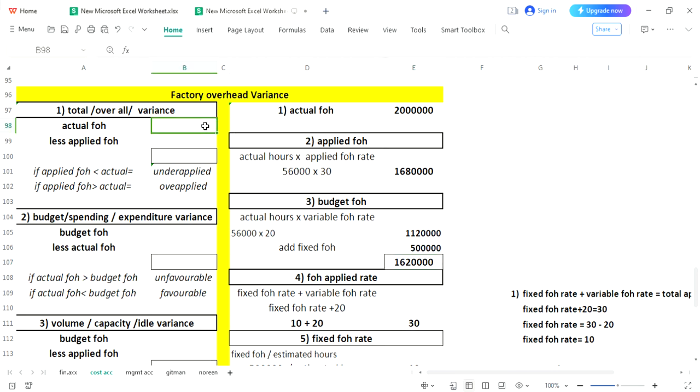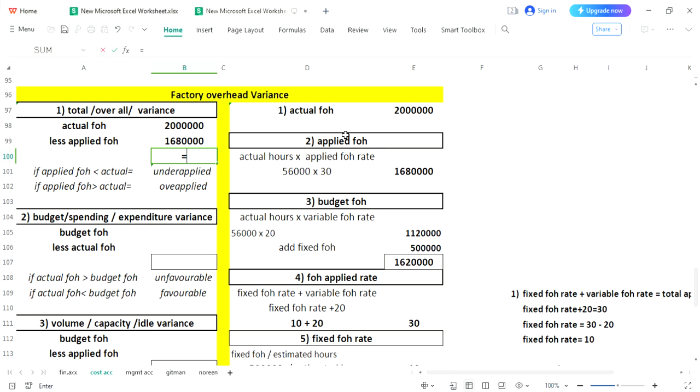First variance is total or overall variance, which is a relationship between actual and applied FH. For actual FH, you can see the highlighted area. This has been mentioned, 2 million. So you can write over here. And then you need to have applied FH. Now see over here, applied FH was calculated. How much? It was 16 lakh 80,000. Put over here. Both actual and applied are mentioned.